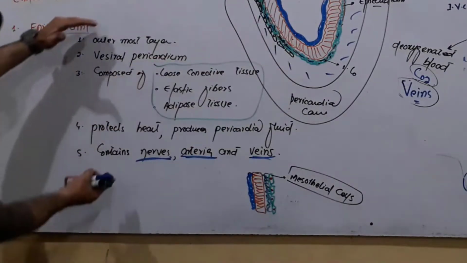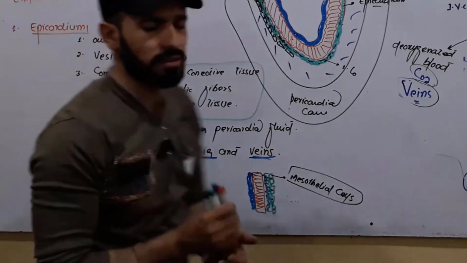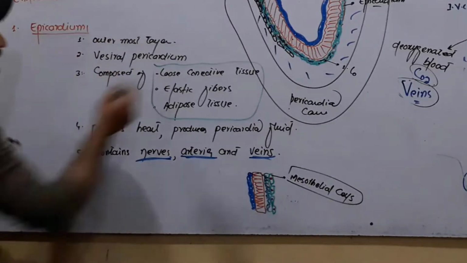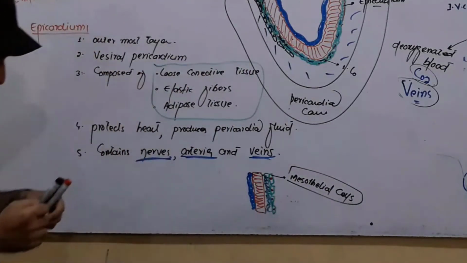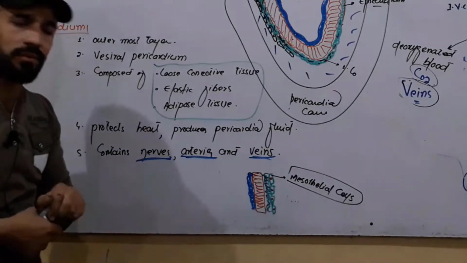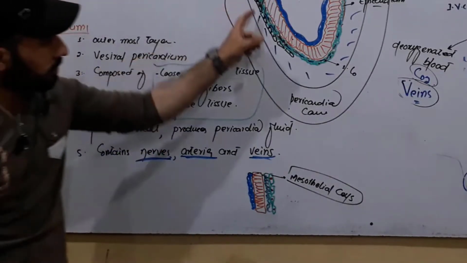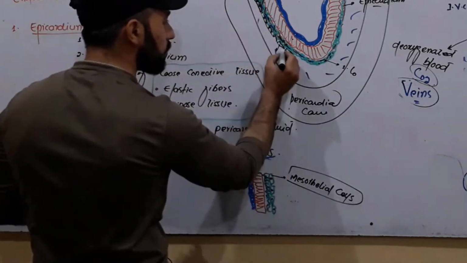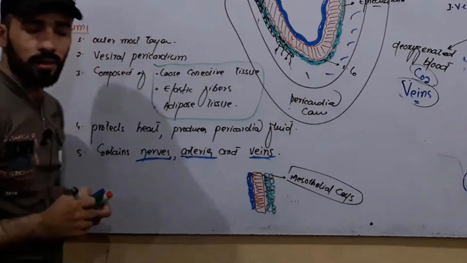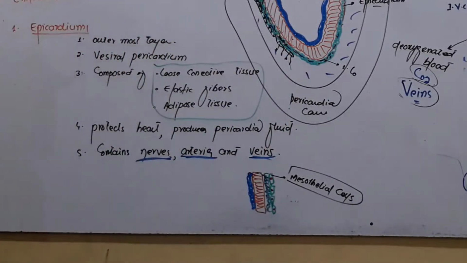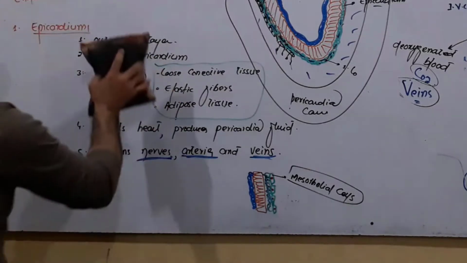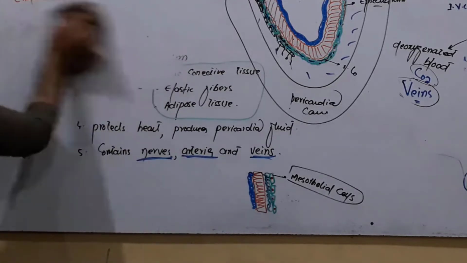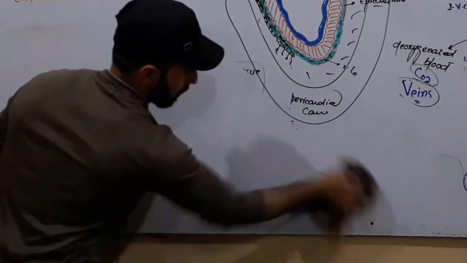So this was the structure, and these were some important points related to the epicardium of the heart. What is it? It is the outermost layer. It is also known as visceral pericardium. It is made up of loose connective tissue, elastic fibers and adipose tissue. Its function is to protect the heart and produce pericardial fluid and release it to the pericardial cavity. And it contains arteries, veins and nerves. So now we discuss the myocardium. This was about epicardium. Let's discuss myocardium.